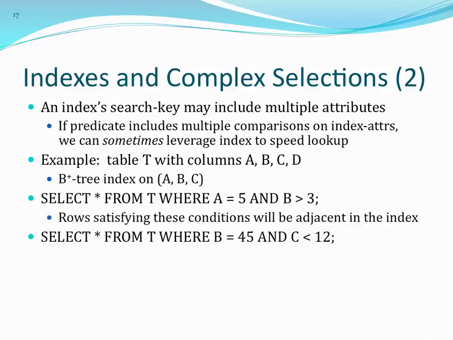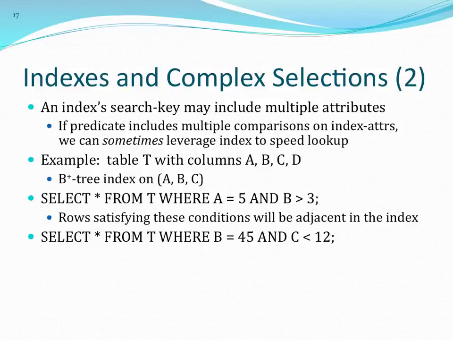Now, if we had something like this, select star from T where B is 45 and C is less than 12, can we create a search key for this? Unfortunately, we can't. We only can if we already know that there's only one unique value for A in our table, and hopefully our statistics aren't wrong. So basically we are stuck with this situation, because the records that would satisfy this predicate will be spread out through the index. And so we'd have to hunt through the index.